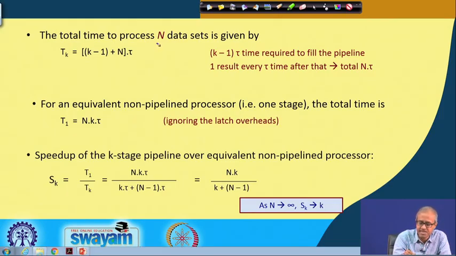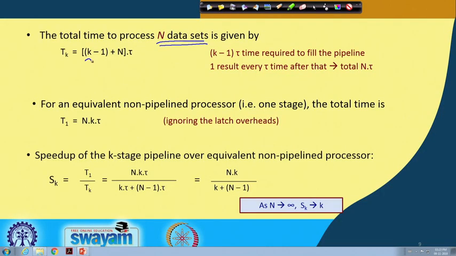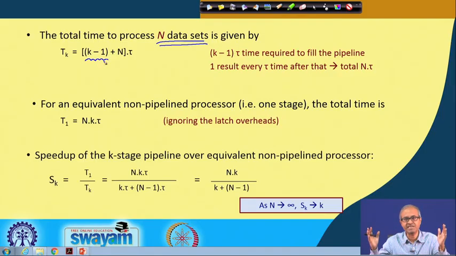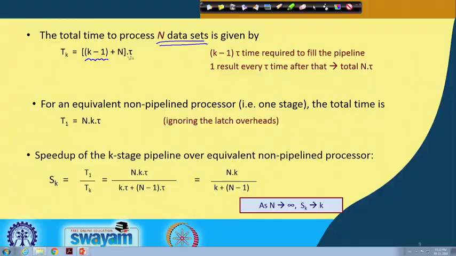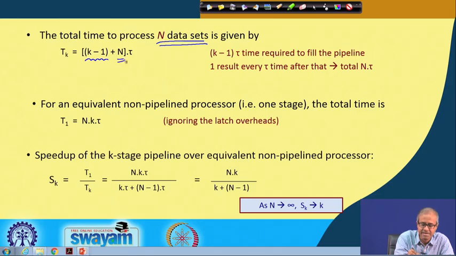The total time to process n sets of data. How do you calculate? Tau is my clock, with every tau a new data is coming. Now, k minus 1 clocks are required to fill up the pipeline. There are k stages, so I need k minus 1 clocks to reach a stage where all the k stages are working on something. After that, every tau time there will be one new result being generated, tau, tau, tau, right. So, k minus 1 into tau will be your initial time for the pipe to fill up, and then n into tau for the outputs to be generated. There are n number of data sets to be calculated, so n number of outputs. So, this whole thing, (k minus 1 plus n) into tau, will be the total time to process n data sets.